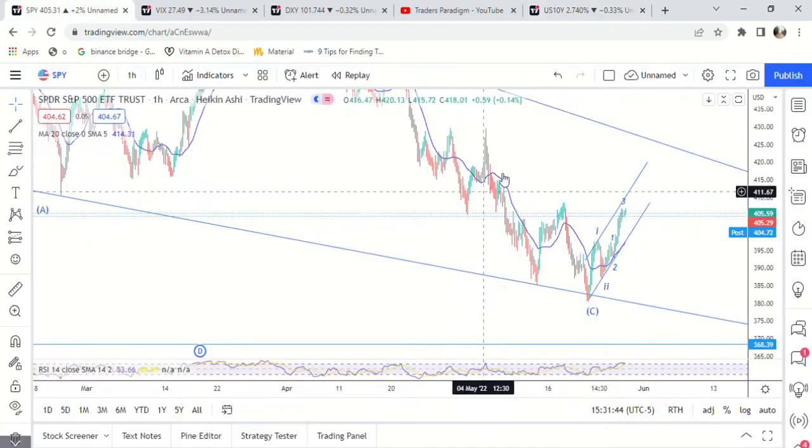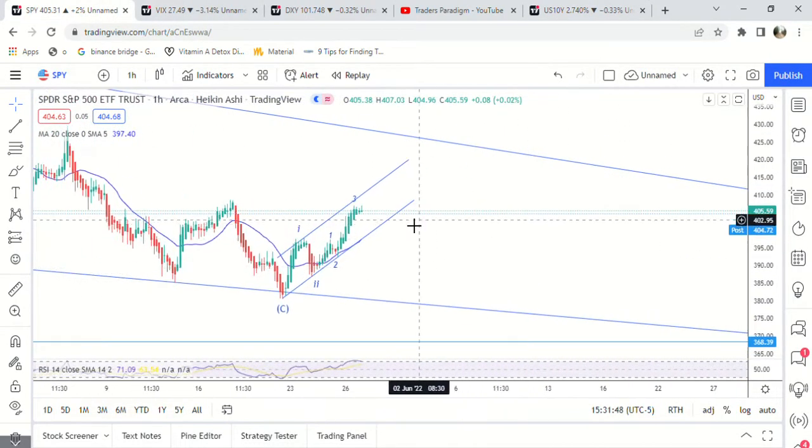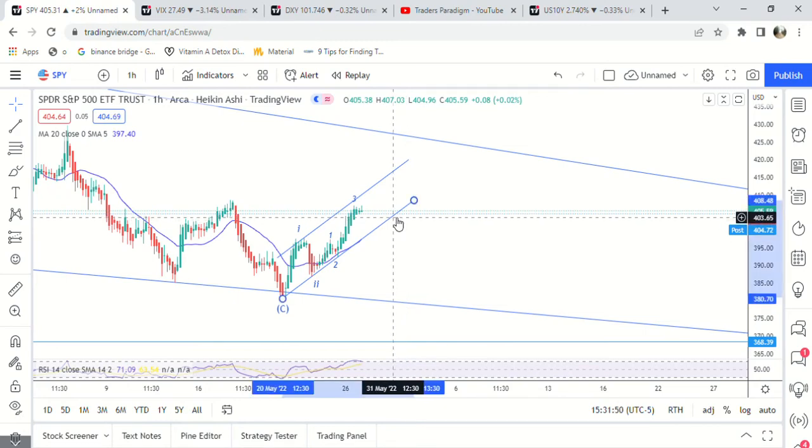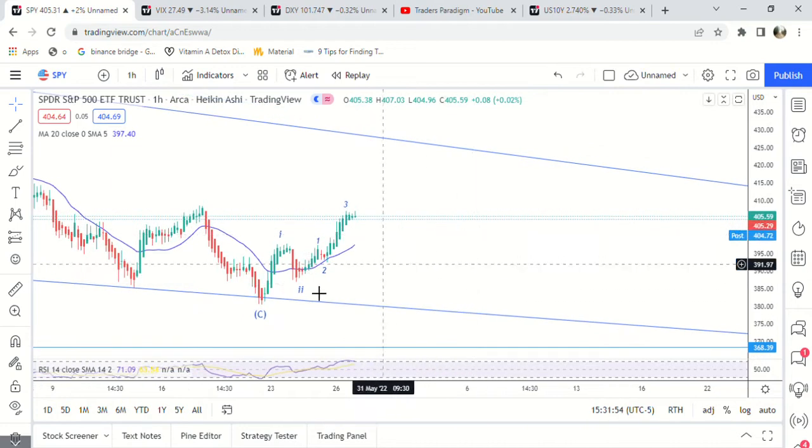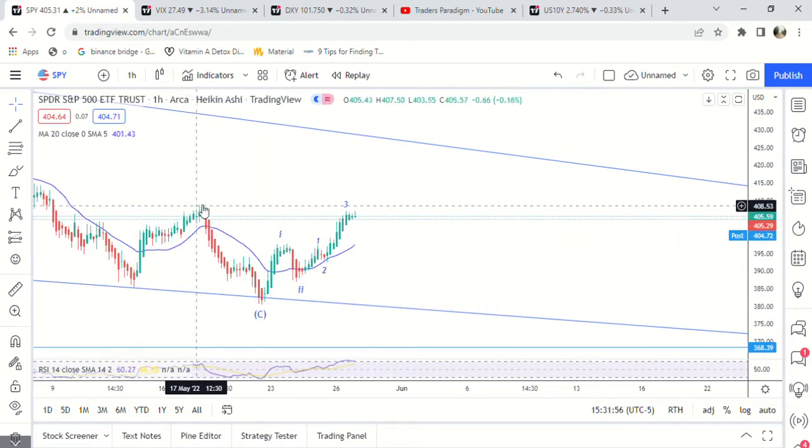And so then we go to SPY. We've already gone through those three. We go to SPY, and what do we have here? It looks like we have, this looks like an A wave right here to me.